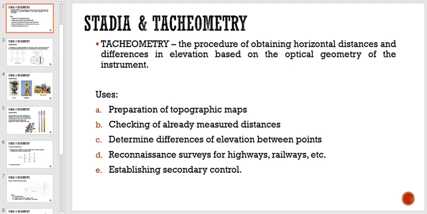So what are the uses of stadia? We use it for the preparation of topographic maps and detailed maps, checking of already measured distances, determining differences of elevation between points, reconnaissance surveys for highways, railways, etc., and establishing secondary control points.